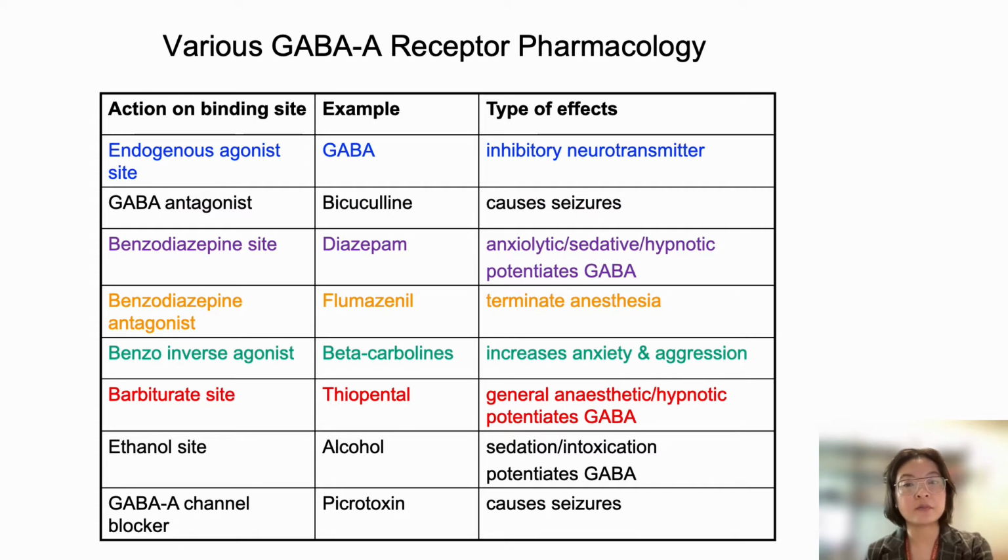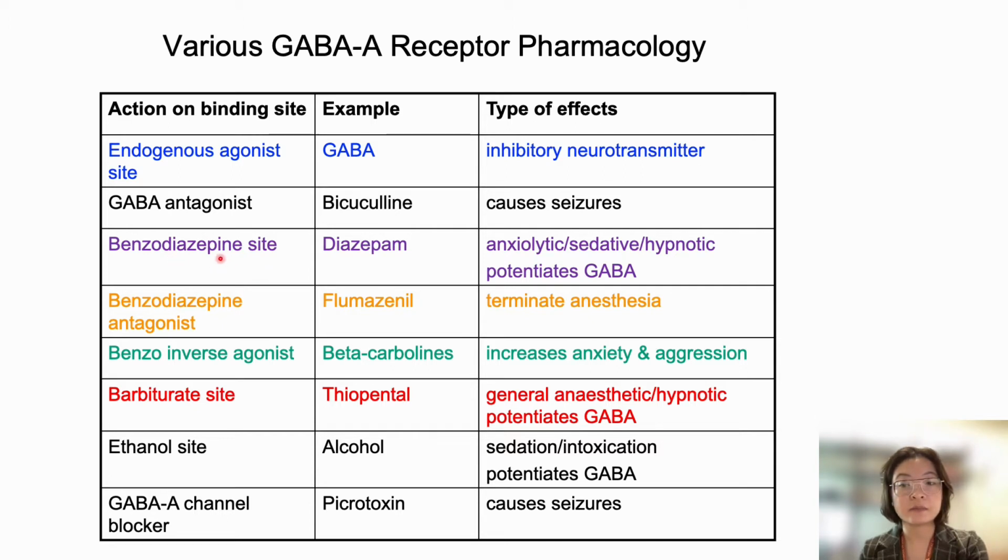Some of the color coding that appeared in the previous slide can be found here. GABA-A receptors have a rich pharmacology with lots of different binding sites and effects. You have GABA itself, which binds at the endogenous binding site, and GABA is the inhibitory neurotransmitter. There is a GABA antagonist, bicuculline, which is an antagonist at that same GABA site. Now, bicuculline can produce seizures, which makes sense if you think of antagonizing an inhibitory process. This can increase excitatory processes, which can result in overexcitation and seizures.